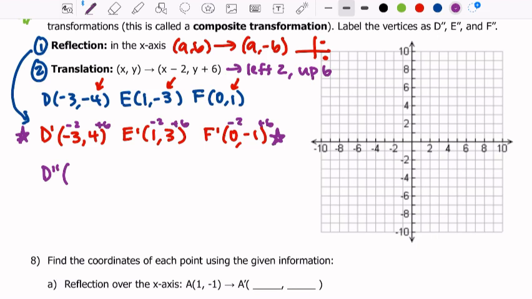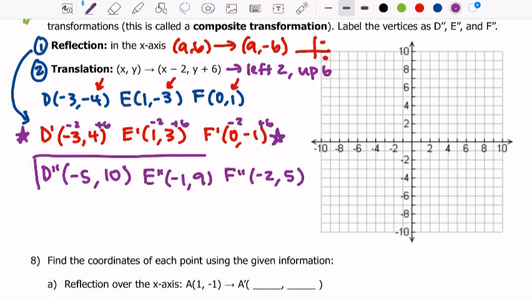Okay, so let's see. So -3 minus 2 is going to give me -5, and then 4 plus 6 is going to give me 10. So D double prime is at -5, 10. E double prime, excuse me, is going to be, so 1 minus 2 is going to be at -1, and then 3 plus 6 is going to be 9. And then F double prime, okay, 0 minus 2 is going to be at -2. And then -1 plus 6 will be at +5. Okay, so there's where my shape ends up.